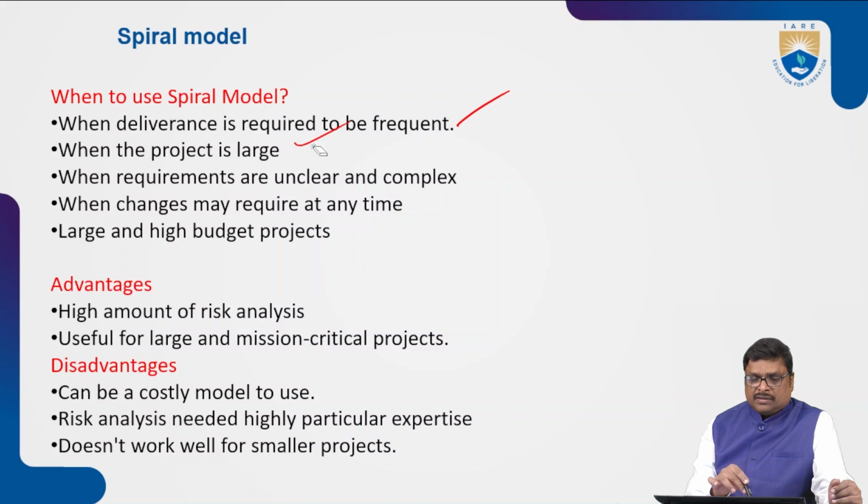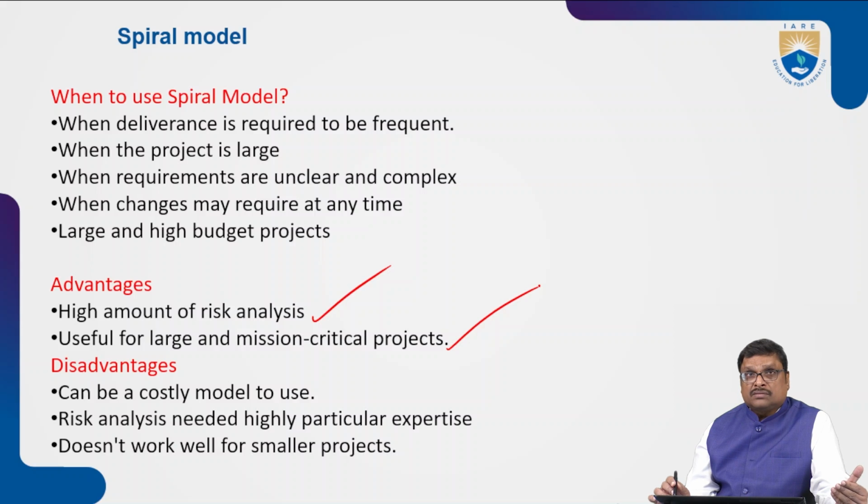Right. Then the advantages: a high amount of risk analysis. You have to do risk analysis to a high degree. Risks can be technical risks or functional risks. So a high amount of risk will be there, and it is useful for large, mission-critical projects. So we recommend the spiral model for large and mission-critical projects.